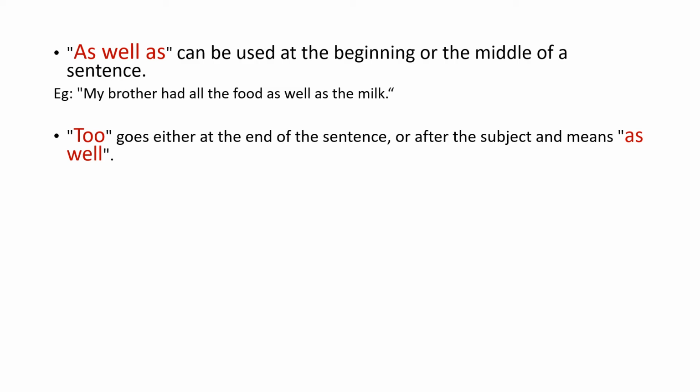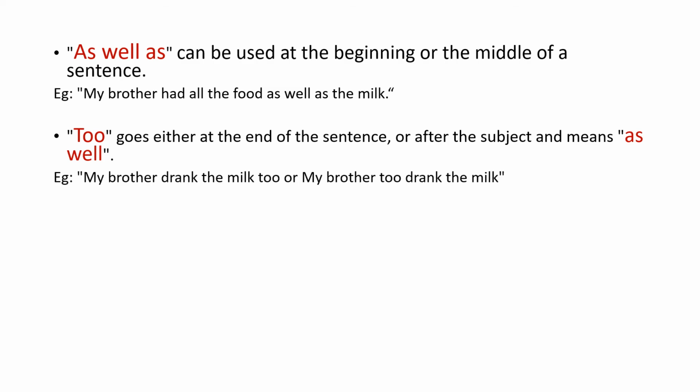Too goes either at the end of a sentence or after the subject and means as well. Example, my brother drank the milk too. Here we are putting too at the end of the sentence. My brother too drank the milk. Here we are putting too in the middle of the sentence, after the subject. The subject is my brother.